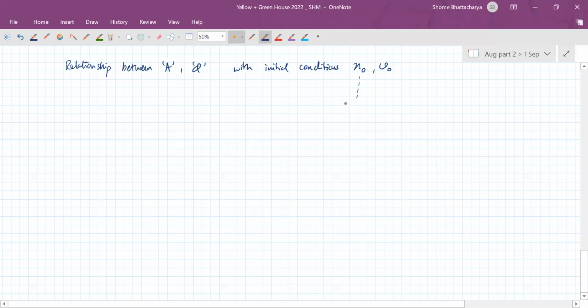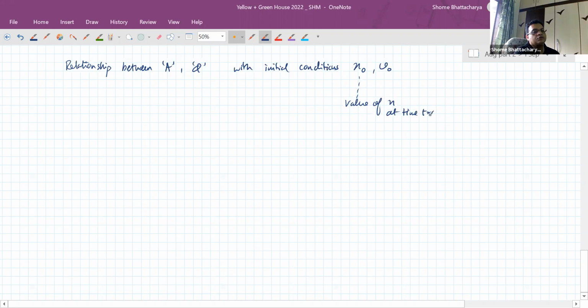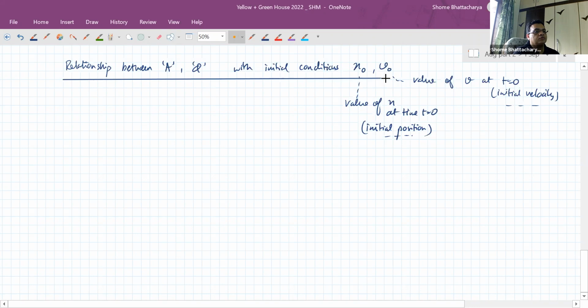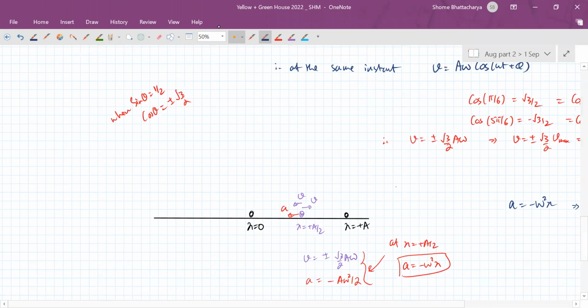Initial conditions: x naught. So x naught is the value of x at time t equal to 0. That is initial position. And like that, v naught is the value of v at t equal to 0, or initial velocity. So the relationship of amplitude and phase constant with respect to initial position and initial velocity. This is a very important aspect of the SHM problem solving part, so we'll discuss about this. Okay, so I'm just going back to the earlier section once, then we'll come back to this.